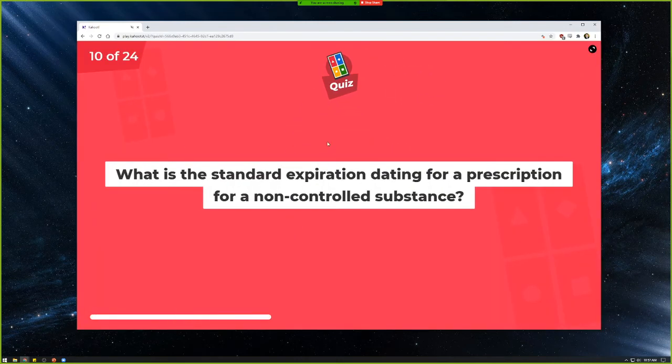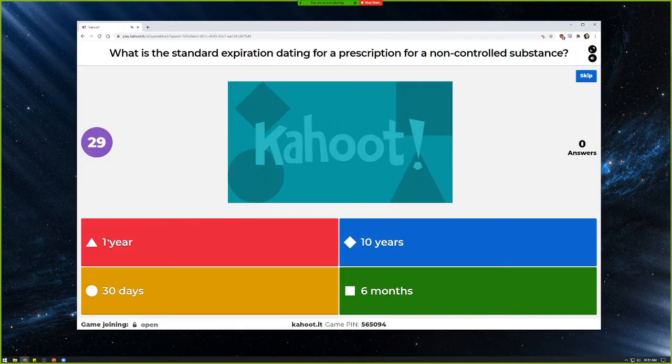All right, what's the standard expiration dating for a prescription for a non-controlled substance? Would it be 1 year, 10 years, 30 days, or 6 months? It is a non-controlled substance here.